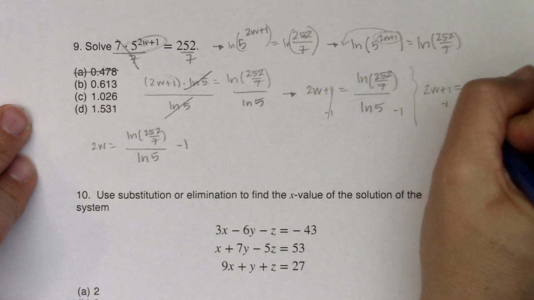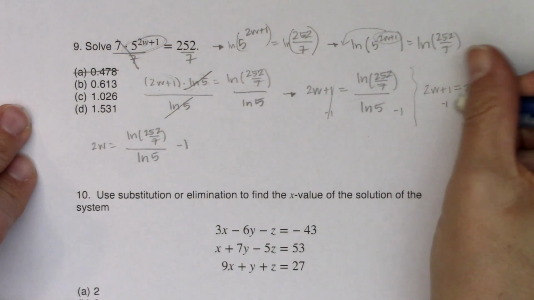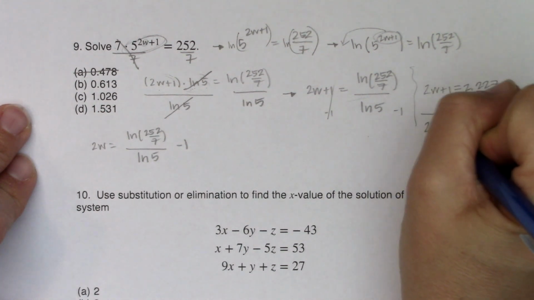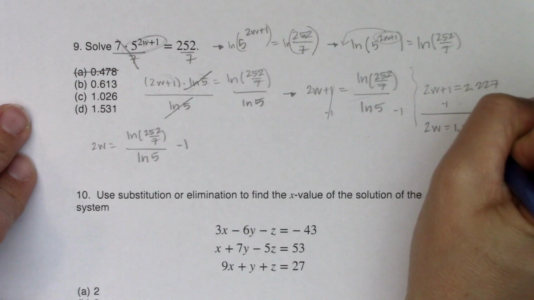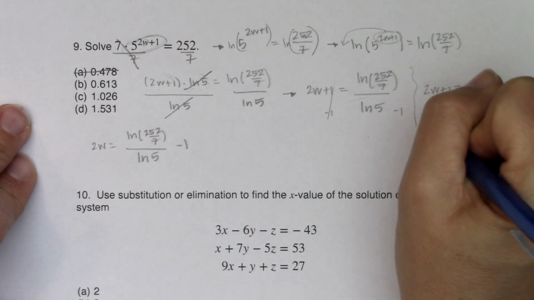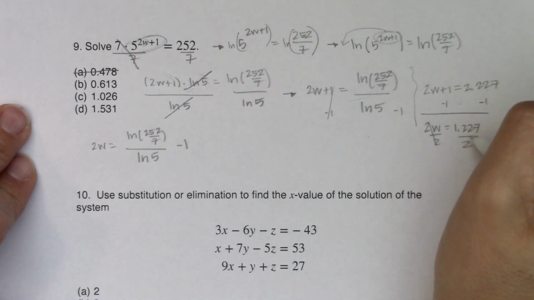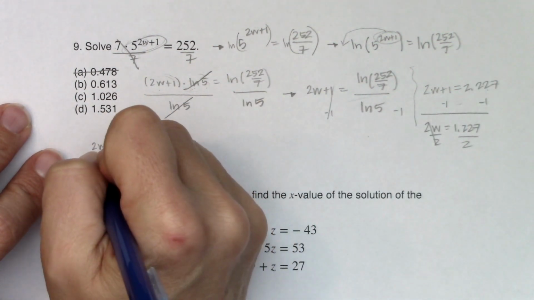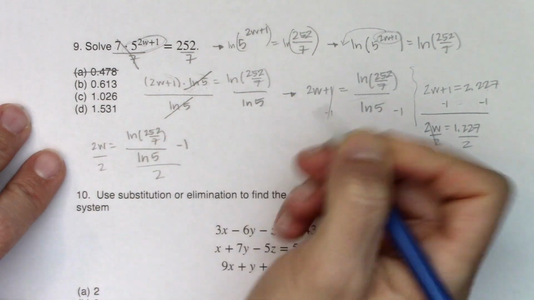And again, mathematically, it looks a lot nicer just to subtract 1 from both sides here and say 2w is 1.227 and then divide by 2, right? And solve for w. That would be totally fine. And then you could find out what the answer is. I'm, of course, going to do it the long way. I'm going to divide by 2 here.